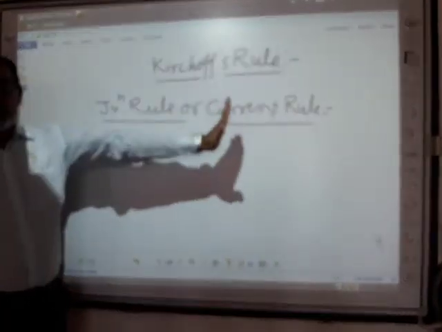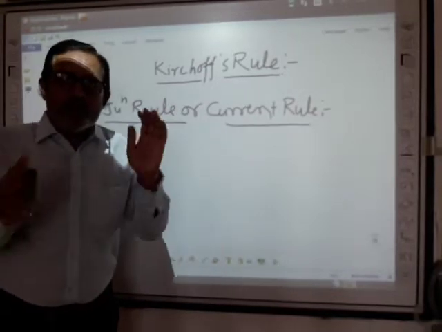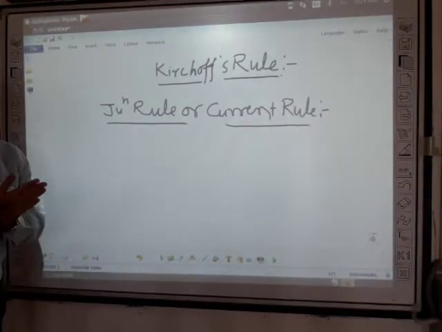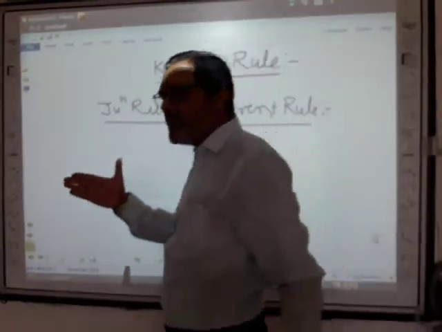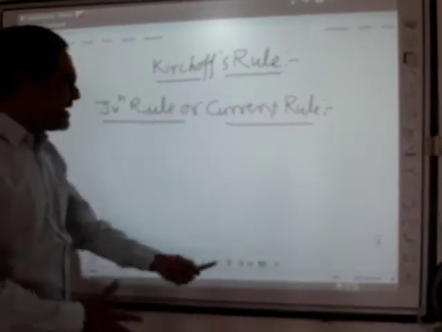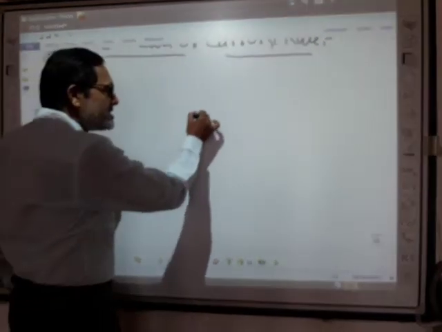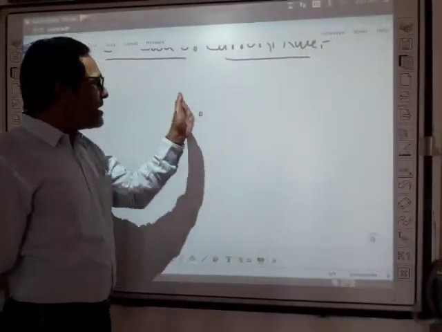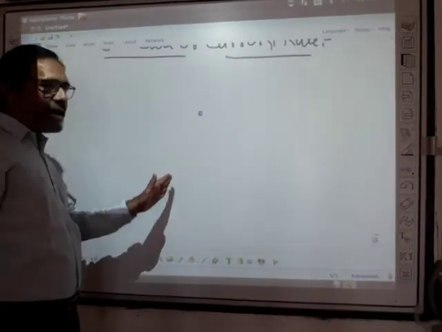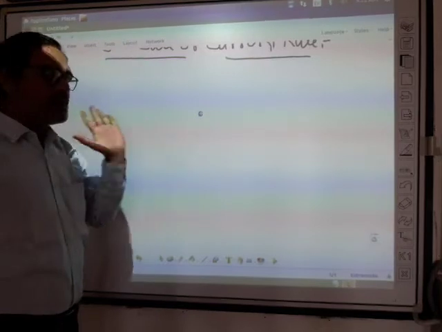Now, all of you know the junction. First point: a junction is a point where two or more directions meet. Suppose this is a junction point. In this point there are so many ways; you can move this side, this side, this side. This point is known as a junction point.